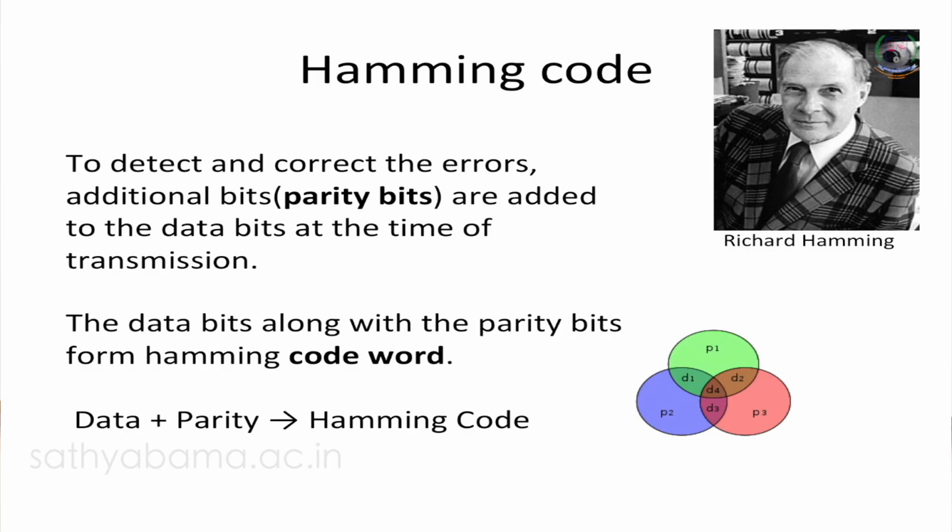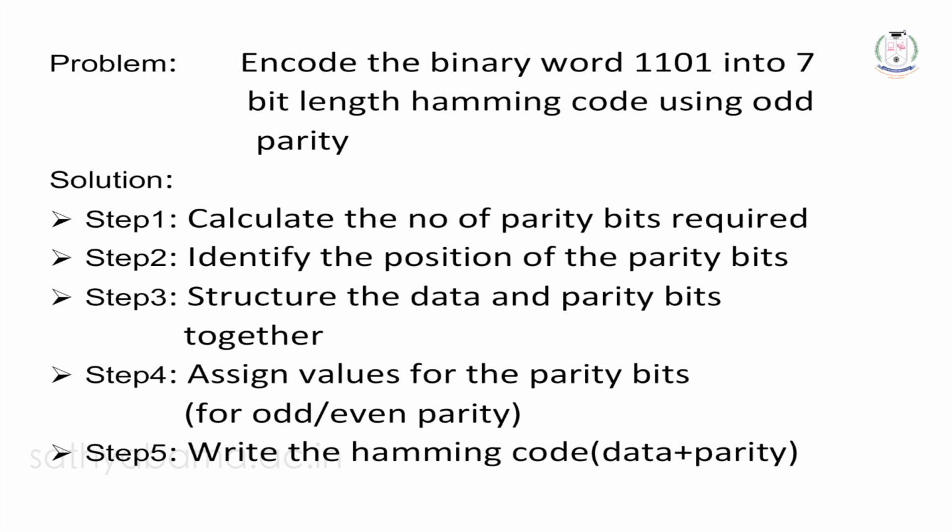Parity bits are added along with the data. They are basically intervened with the data rather than being added at the ends of the data signal. And the code which is generated by the addition of data and parity together is called a Hamming code. We'll consider an example where we are to generate a Hamming code for the data 1101 using odd parity.